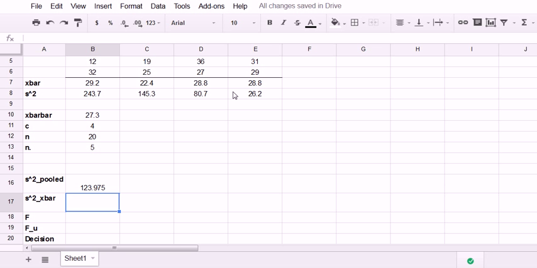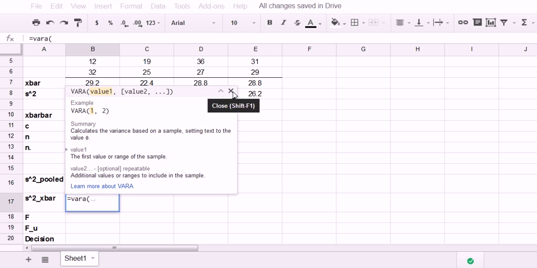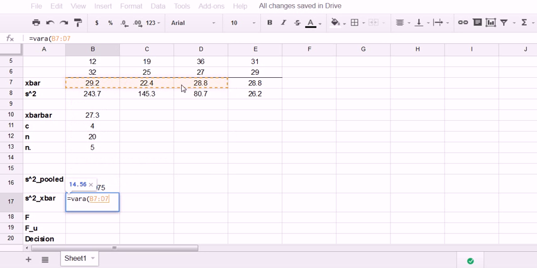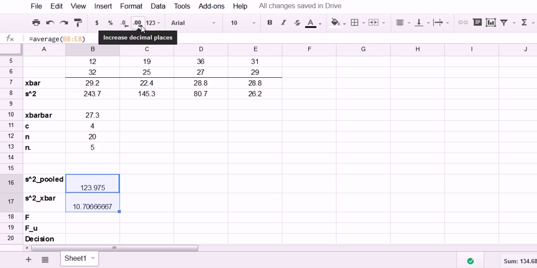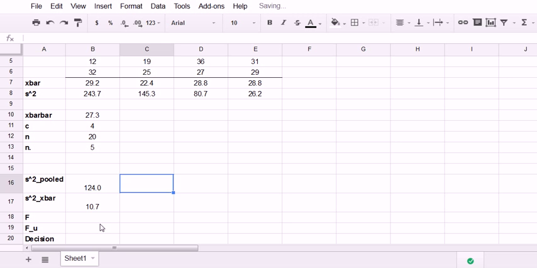S squared X bar is the variance of the X bars. So equals var A, and I highlight the X bars. Be careful what you're highlighting in these formulas, okay? And I'm showing a lot of decimal places. If I don't want to see that, I can come up here and just say reduce or increase. So let's do something like that.